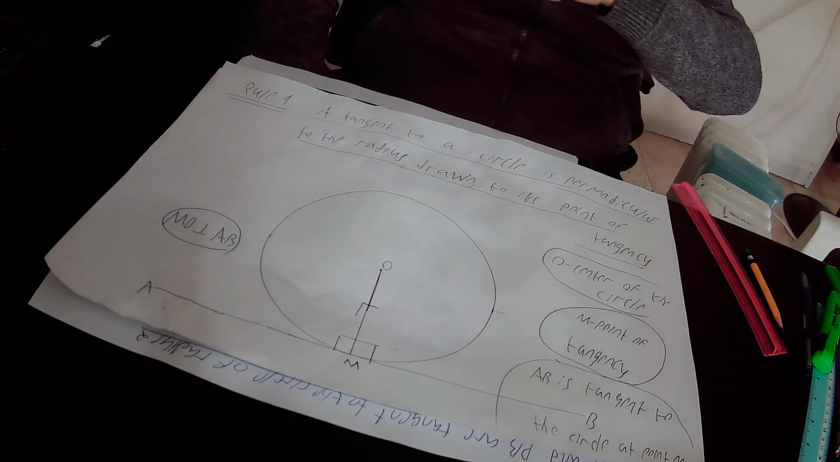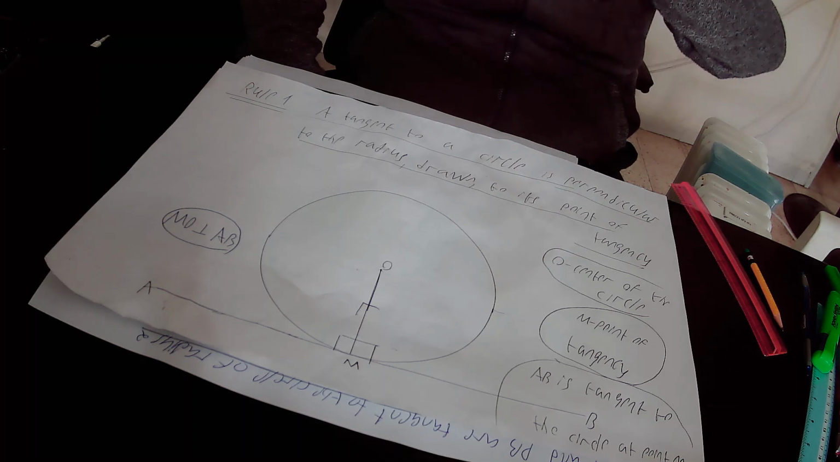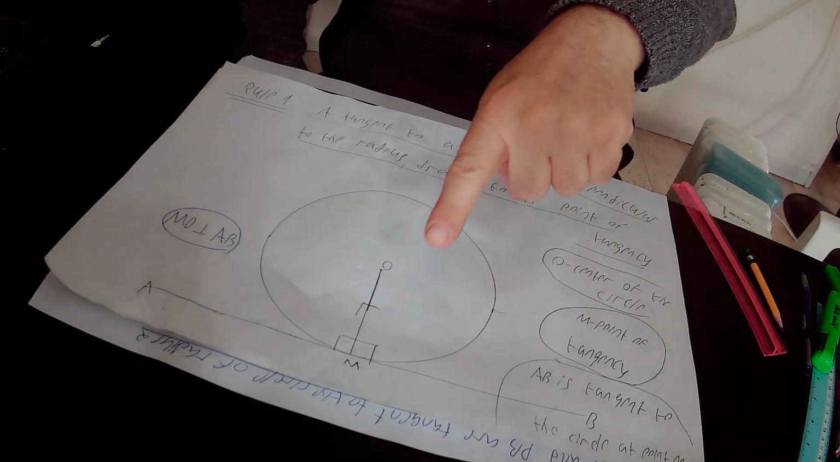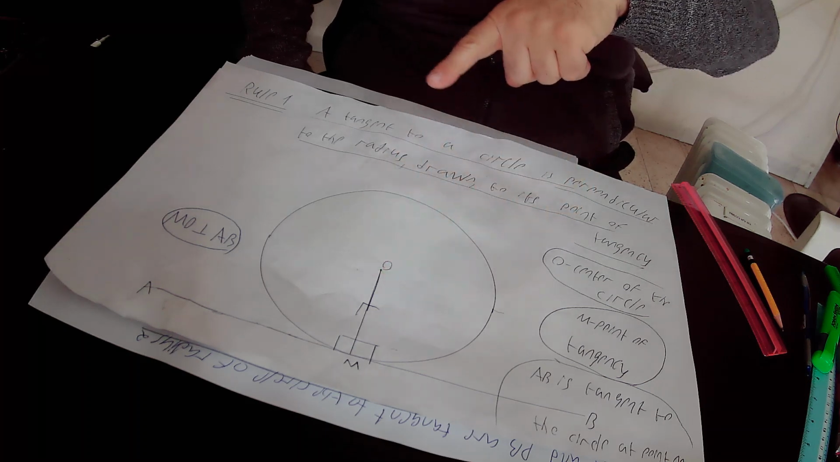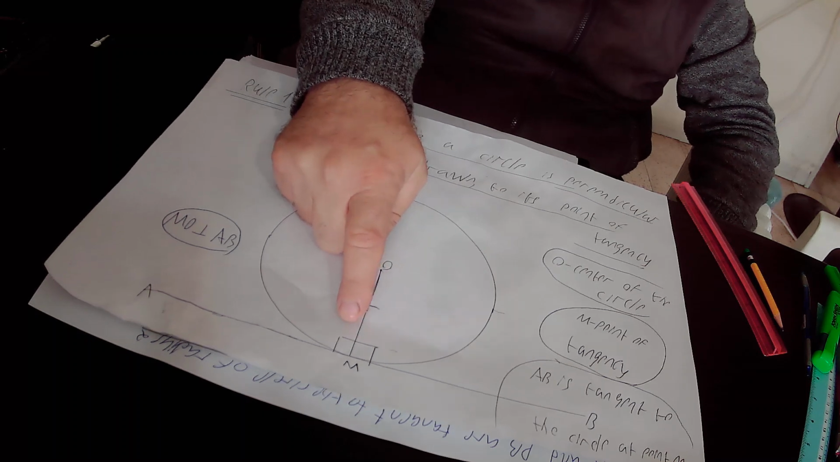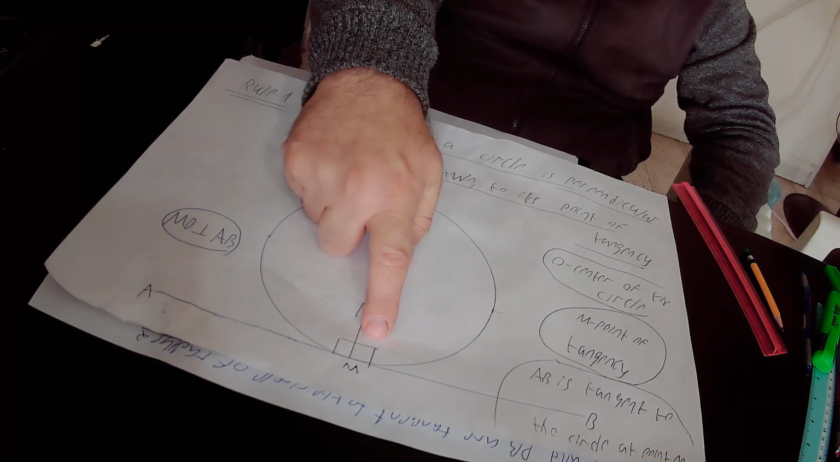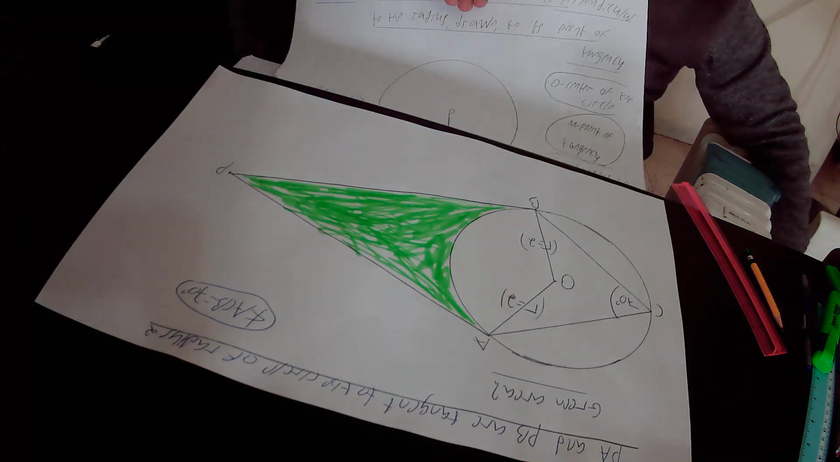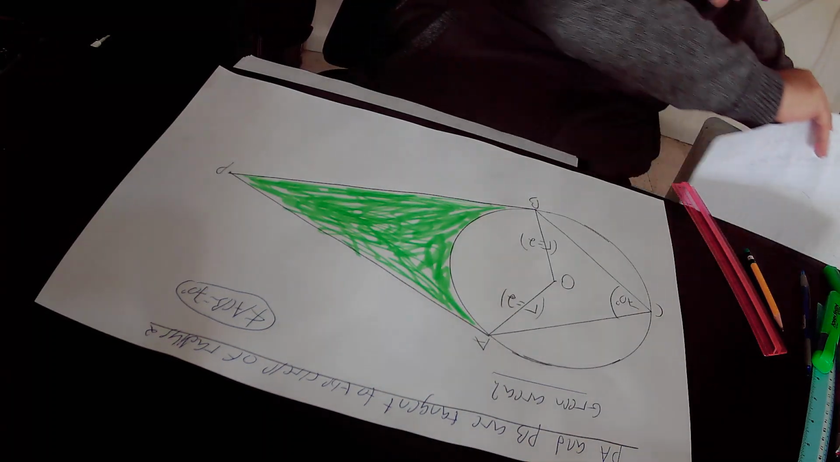The radius OM is drawn to point M, the point of tangency. And whenever you have a radius that is drawn to the point of tangency, then tangent AB will be perpendicular to the radius MO. If AB is perpendicular to MO, it means that this angle equals 90 degrees, and this angle also equals 90 degrees according to this rule 1. So we can implement rule 1 in our drawing.